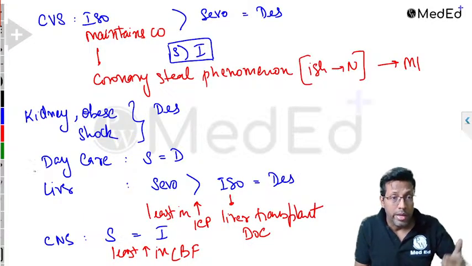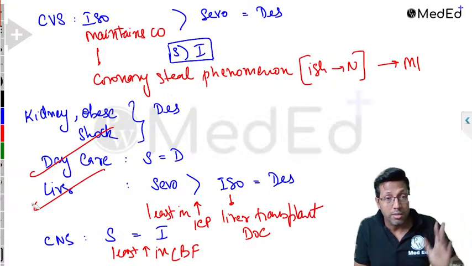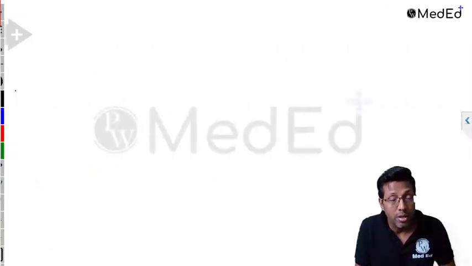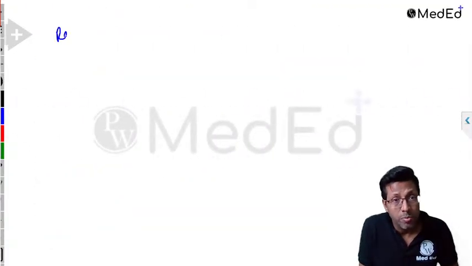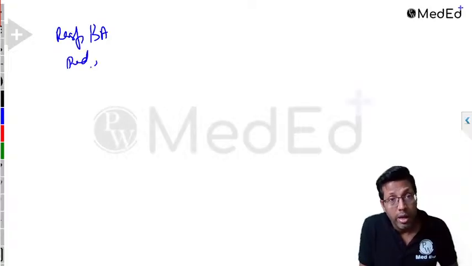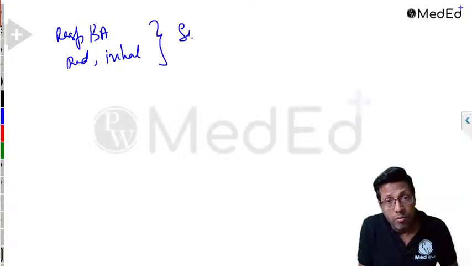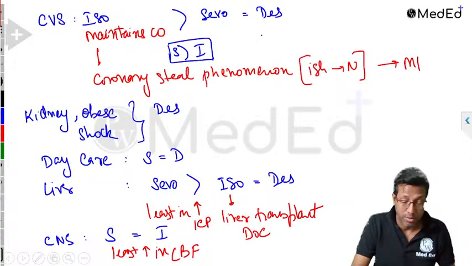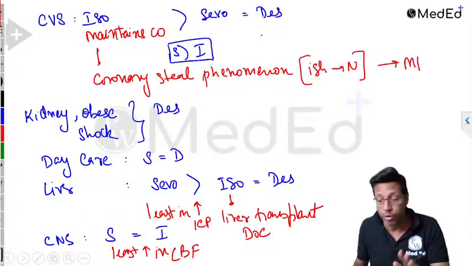So as you can see, daycare surgery, liver, CNS, and beyond that, respiratory patient. So if you have a respiratory patient, which I just discussed with you, bronchial asthma, pediatric patient, and inhalational induction. In these cases, sevoflurane is preferred over halothane. Thumbs up, guys. That according to me is the best choice for all these systems from the inhalational point of view.